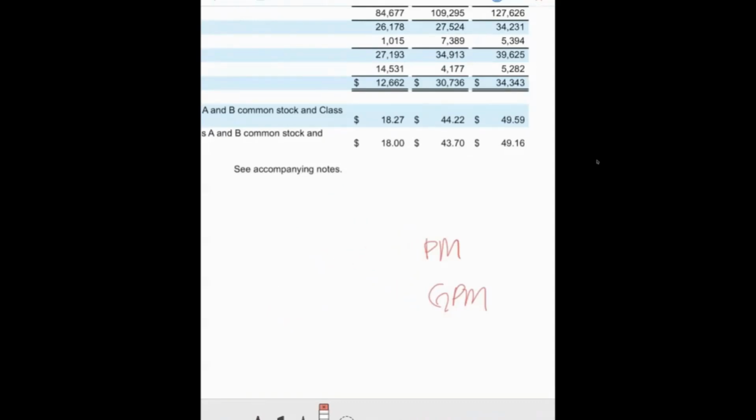Okay, so why do we look at gross profit margin? We want to look for companies with gross profit margin of at least 20%. I always like the 80-20 rule, so 20% will be a good figure.